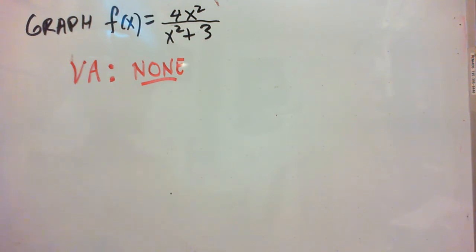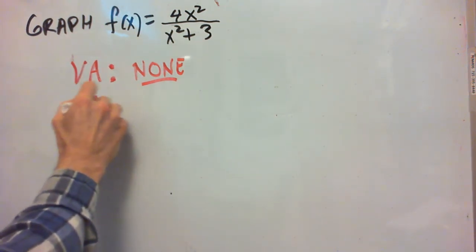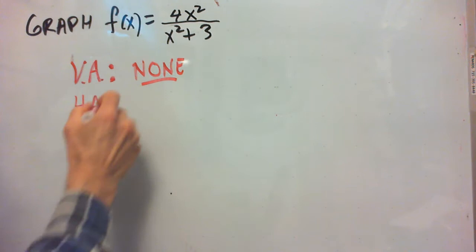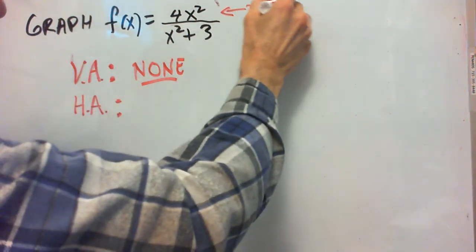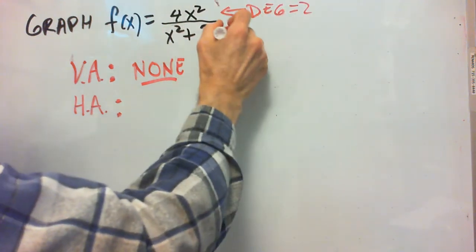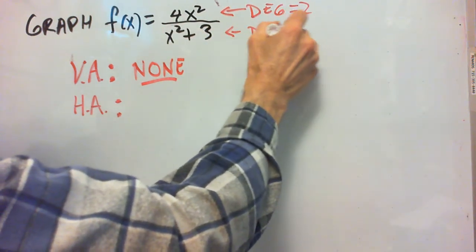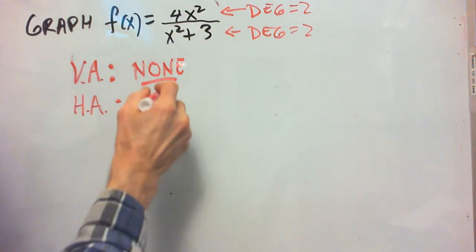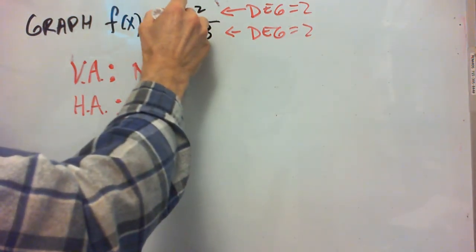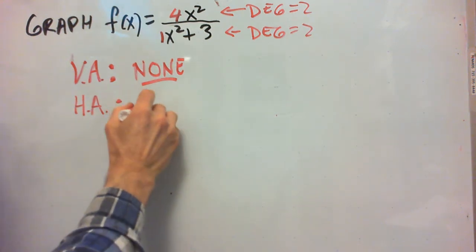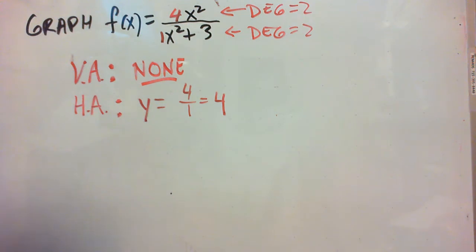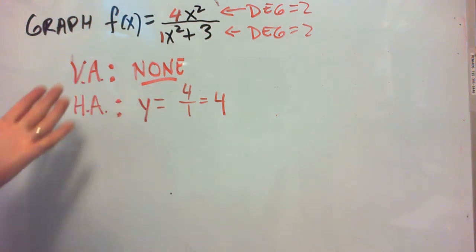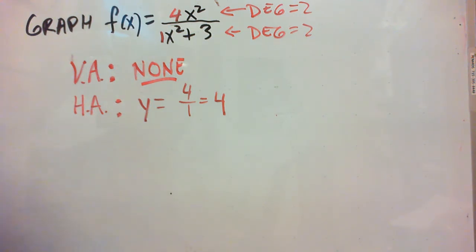There is a horizontal asymptote, however. And we look at the degrees. The numerator has degree 2 because it's x squared. The denominator has degree 2 because it's x squared. We take the ratio of the leading coefficients, 4 over 1, so we get y equals 4 over 1, or 4. Okay, so now the only asymptote we have to plot is y equal 4.